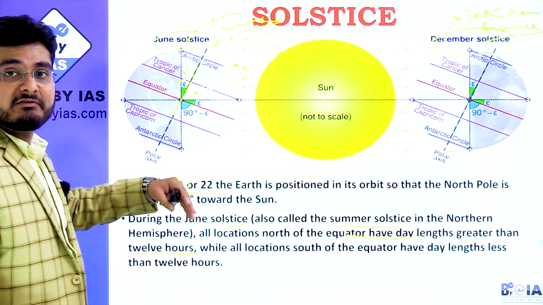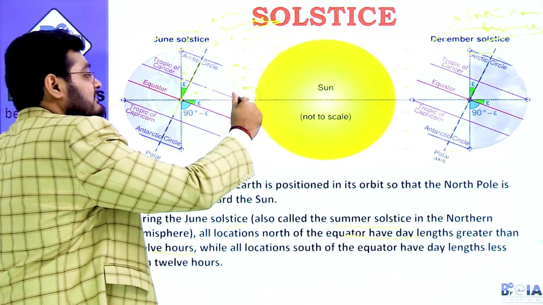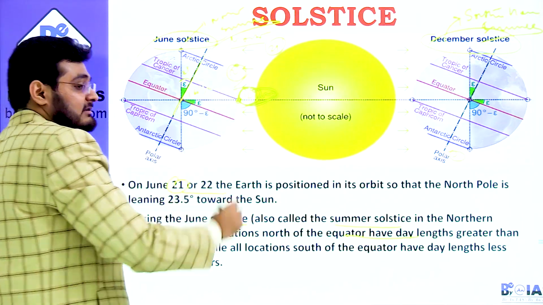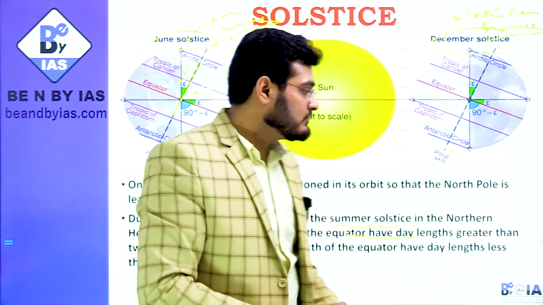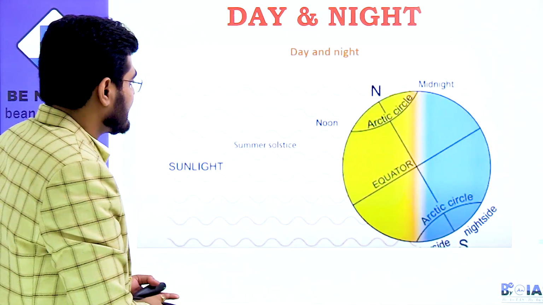because northern hemisphere is receiving maximum amount of sunlight. On equator, it will be exactly 12 hours. Equator पे it will be exactly 12 hours. और solstice के ऊपर depend करता है कि maximum greater than 12 hours कहाँ होगा. It's whether on the June or December solstice. So this is how it is explained.